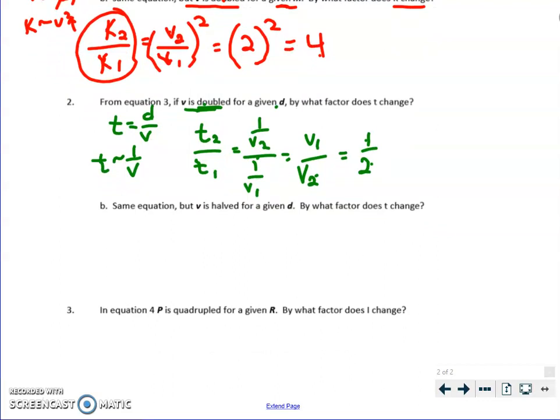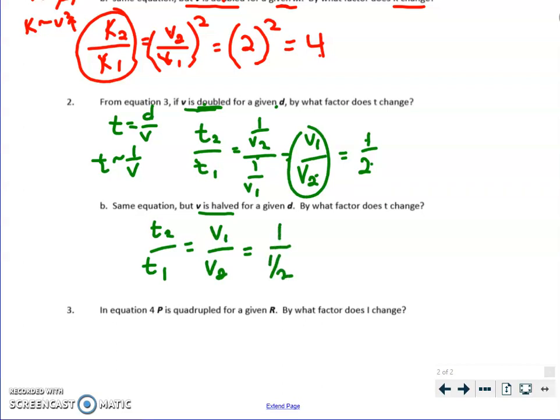All right, same equation. V is halved for a given d. So I'm really doing the same proportion. I want t2 over t1, and I'm going to go with this one right here. I already know that's v1 over v2. So what's going on? v2 is half of v1. So what's 1 divided by half? Double. So I get the reciprocal of the answer above, which makes sense. Here we doubled it and got half the time. Here we have the v and we got double the time. So I want you to understand that connection.